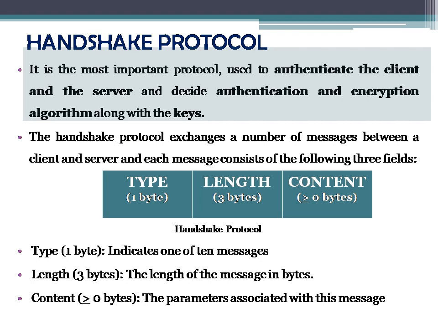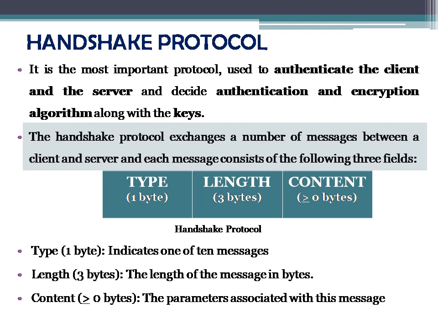So what is the use of the handshake protocol? It authenticates the client and server and decides the algorithms used for authentication and encryption, along with, of course, the keys to be shared. Then, moving on to the next point, the handshake protocol also exchanges a number of messages between a client and the server, and each message consists of the following three fields, namely type, length, and content, where type is of 1 byte and indicates the message.